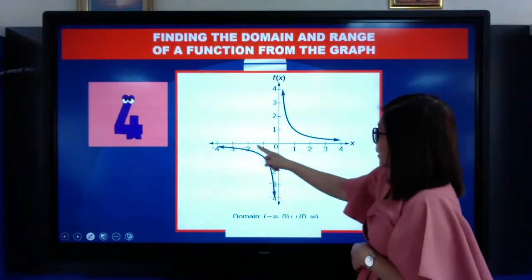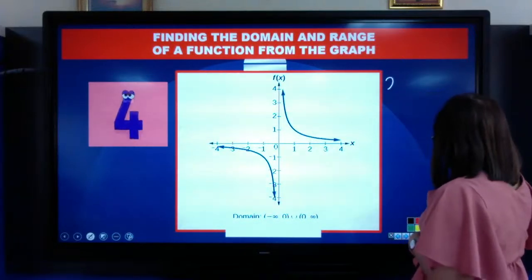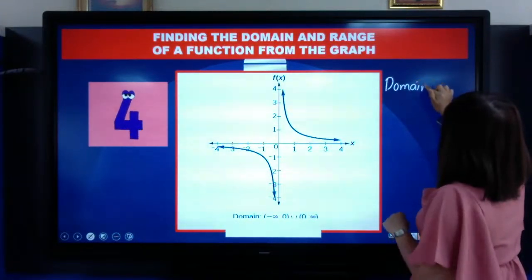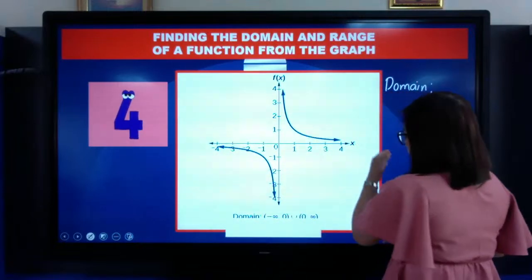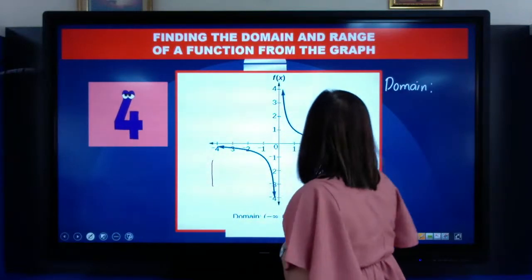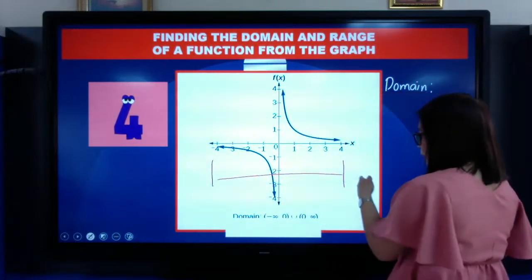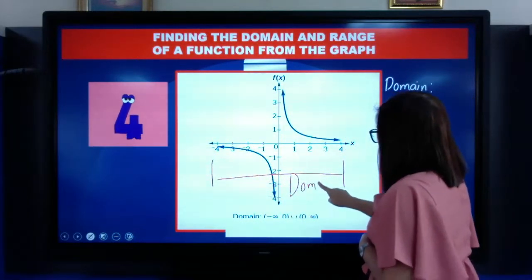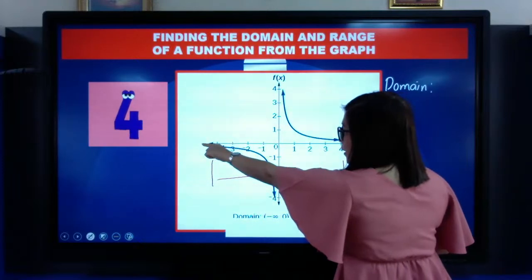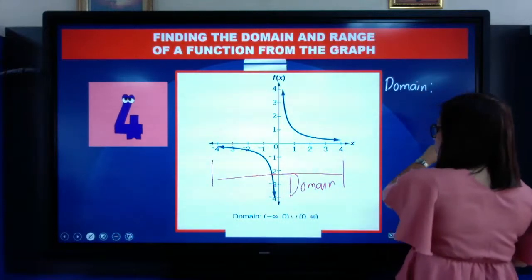Domain. Look at the domain. It's here already. We don't really have much time. Okay, domain is this. Look, students. Left to right. Look only from left to right for the domain. What are the possible values of x? It extends more to the left. This extends more to the right, and we don't know the last.